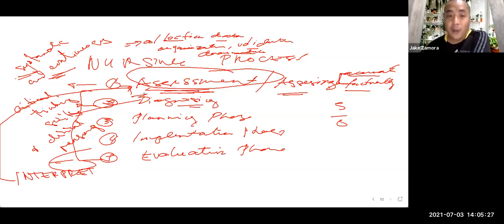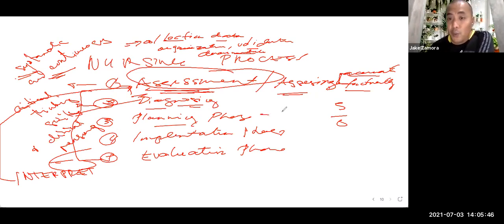After your diagnosing, you will go to the planning phase. So what is involved in the planning phase? In your planning phase, guys, this is a deliberate and systematic process that involves decision making and problem solving.